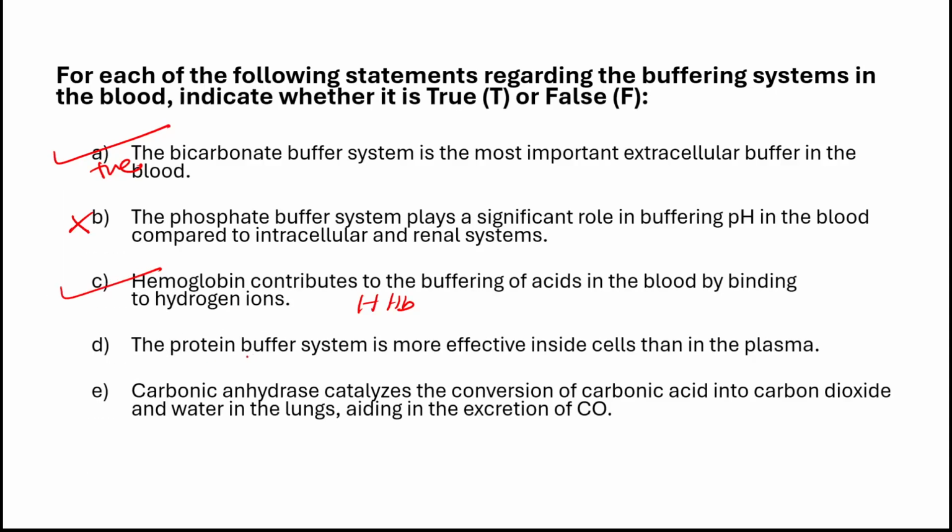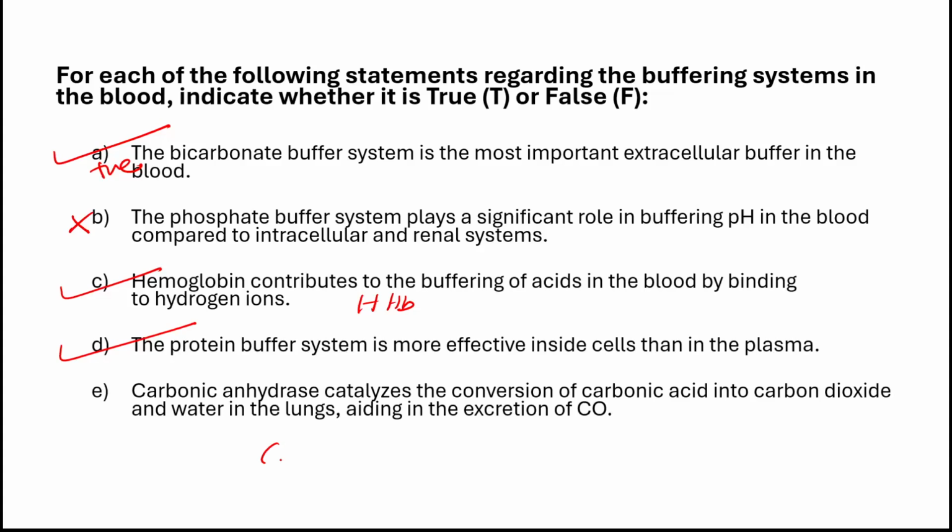The protein buffer system is more effective inside cells than in plasma. Yes, because protein and ions are very much greater in capacity in the intracellular area in comparison to that of blood plasma. In blood plasma, the majority of the work is done by the bicarbonate system, not the proteins. But within the cells, the bicarbonate concentration is quite low. Therefore, if there's any change in the pH within the intracellular system, the protein system kicks in and maintains the homeostasis. So it is a true statement.